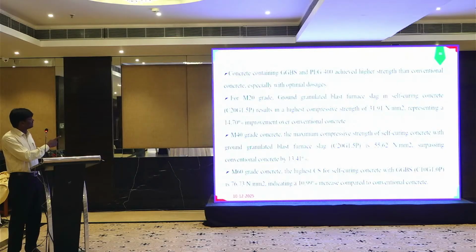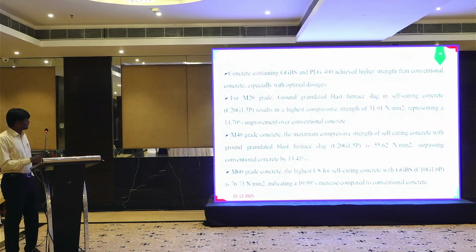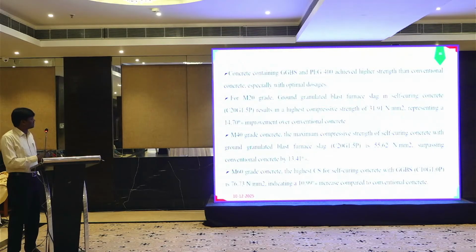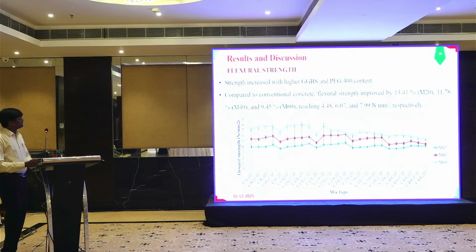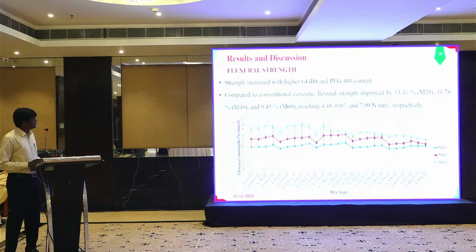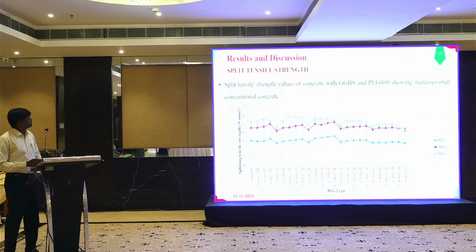Similarly, for M40 grade concrete, at C20G1.5P I got the value 55.62. And for M60 grade concrete, I got the highest value at C10G1P. This is the flexural strength of the concrete with a similar trend. Maximum I got for M20 at C20G1.5P, and for M60 at C10G1P. This is also similar for split tensile strength.